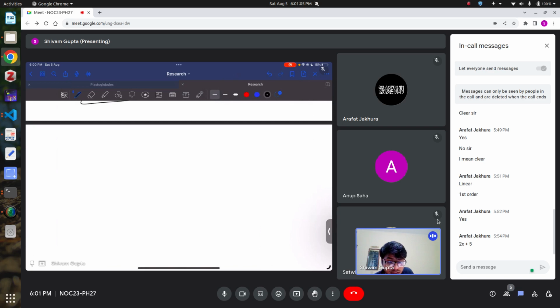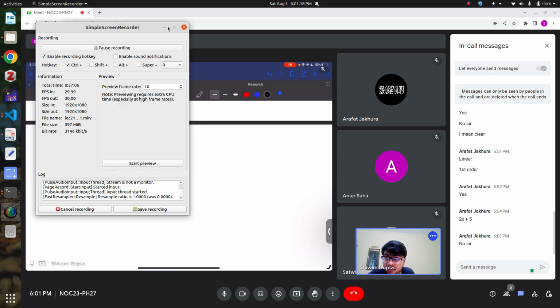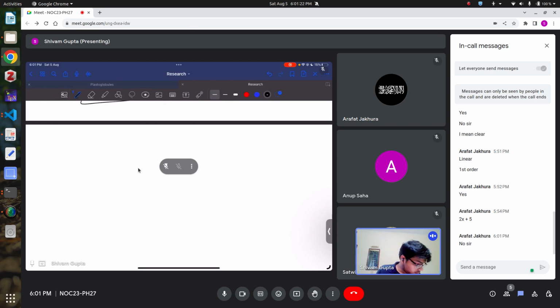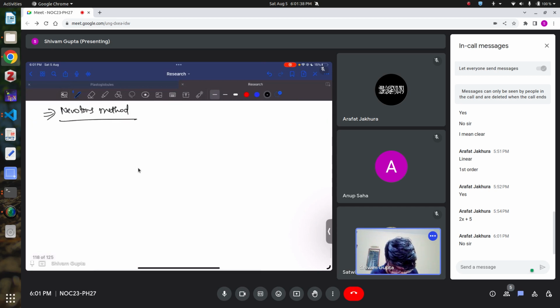So anyone has any doubt in Lagrange interpolation method? Okay. So now we are proceeding towards the next method which the instructor has introduced, which was Newton's method. So can anyone tell me how the polynomial function looks like in Newton's method? Anyone? Okay, I'll introduce you.